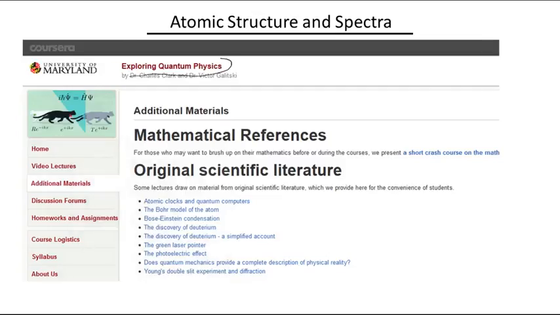Now from the course homepage you can get to this section, additional materials, and within it you'll find a section called original scientific literature, and we will be using two of the papers here in the homework: the Bohr model of the atom and the photoelectric effect, a paper by Einstein. You'll really need to look at these in order to answer some of the homework questions. It does not require the reading of the full paper, but I hope you will get some enjoyment out of having read original work by Niels Bohr and Albert Einstein.